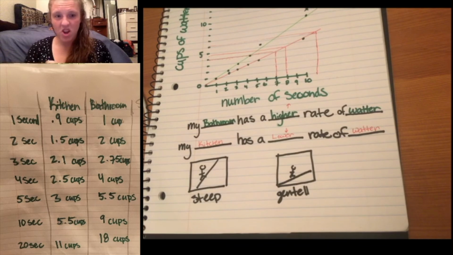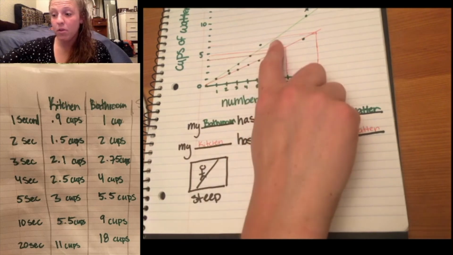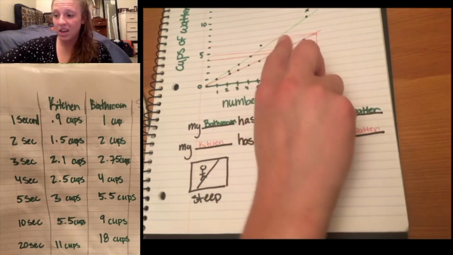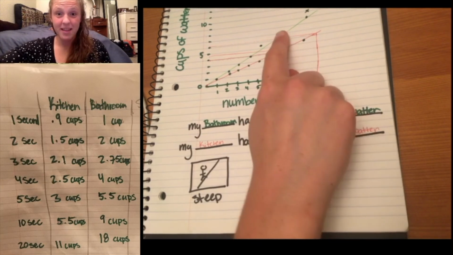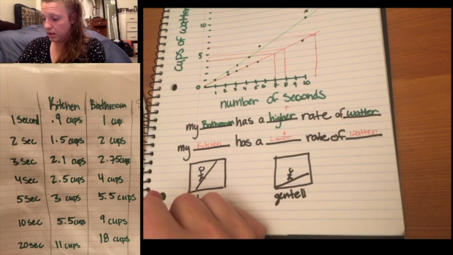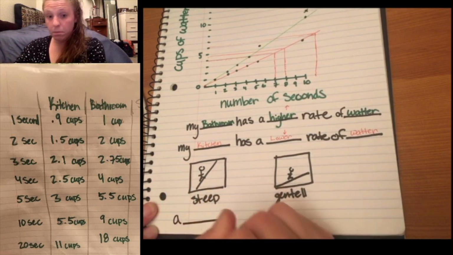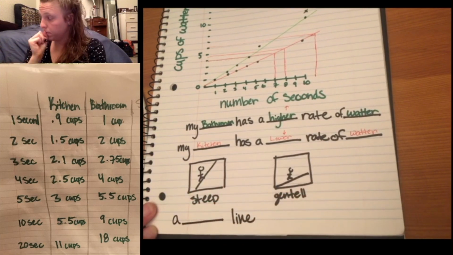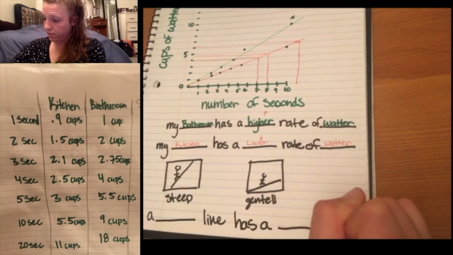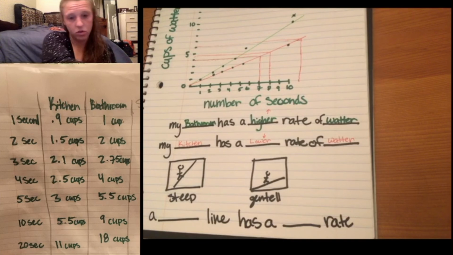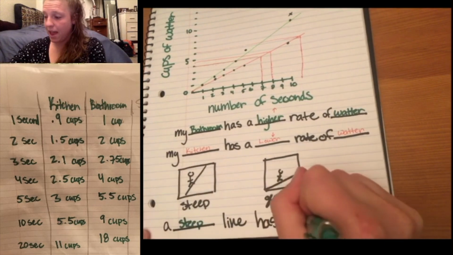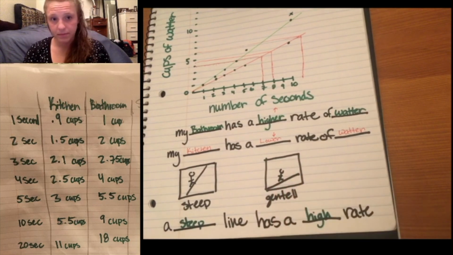We're going to think about the fact that if we see a graph, we're going to compare. Which of these two is a steeper line? Right here, this is the steeper line. I would rather walk up this gentle line than this steep line. So a blank line has a rate. We could think of this as a steep line has a high rate.